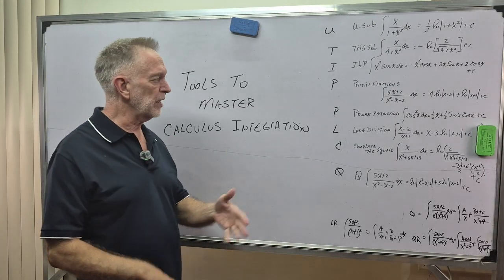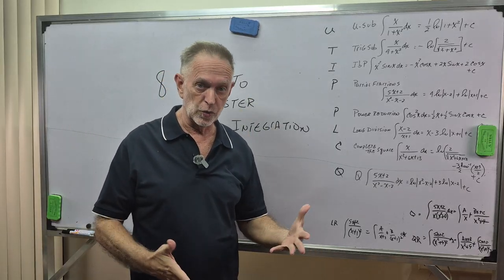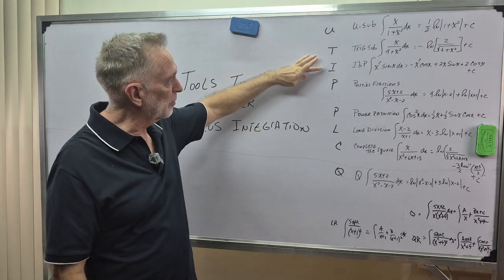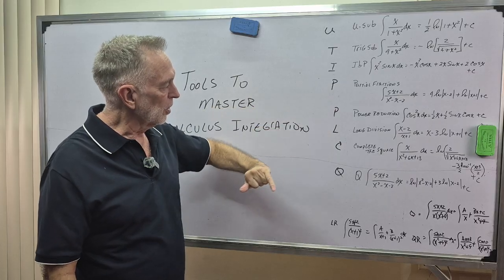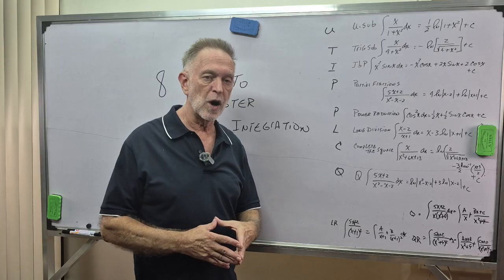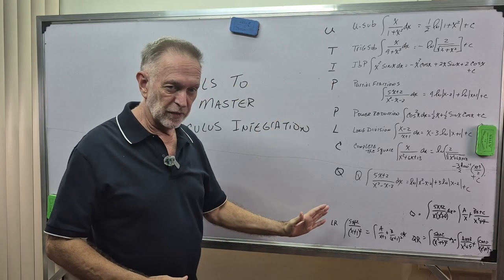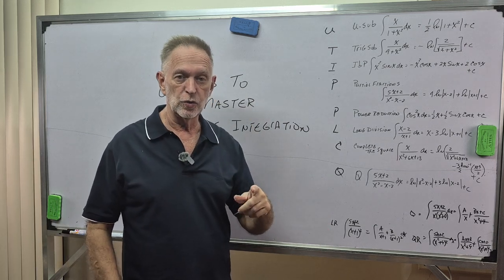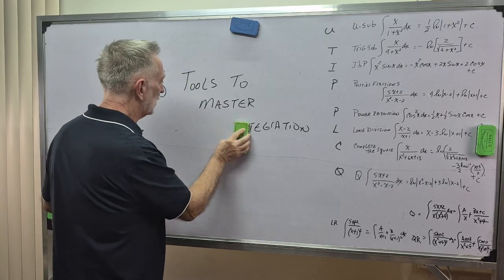If you follow the channel, you know I talk about UTI, PPLCQ. We're going to go through each one of those: the U-Sub, Trig Sub, integration by parts, partial fractions, power reduction, long division, completing the square, and something I call method of quadratics. If you can master these, you can kick butt in Calculus 2 or the integration of calculus. So let's get after it, okay?